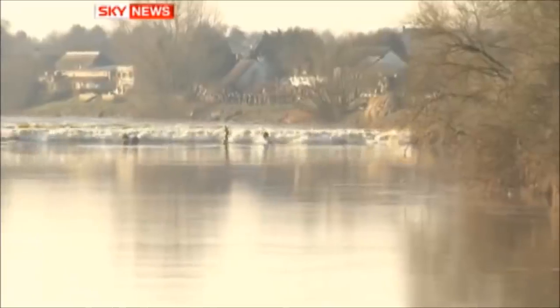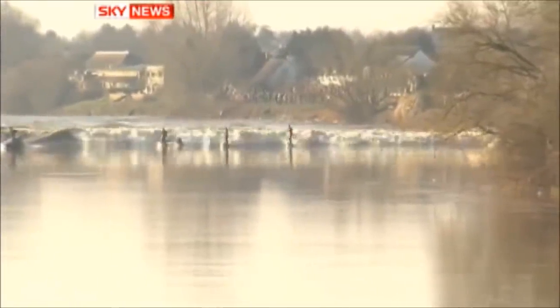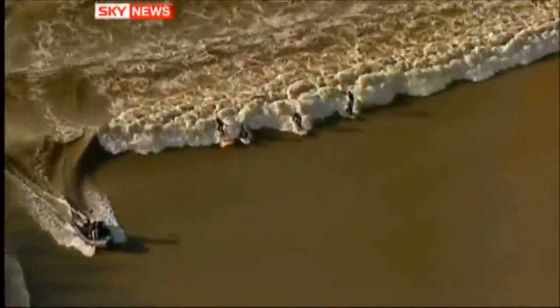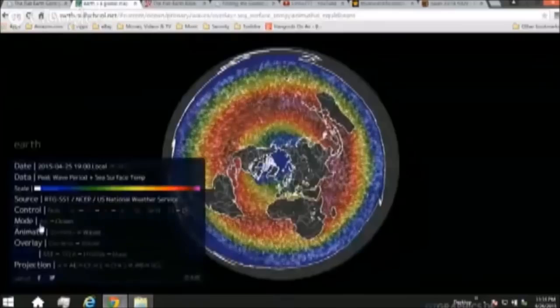So what I think is happening, or a possible part of this, is, as you see here, I'm showing you this. This is the weather patterns over the Earth.